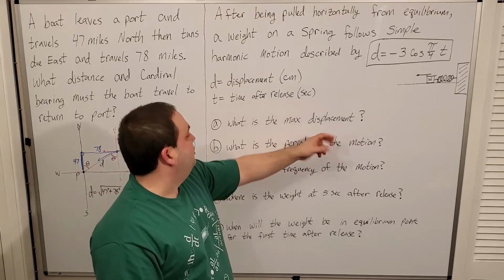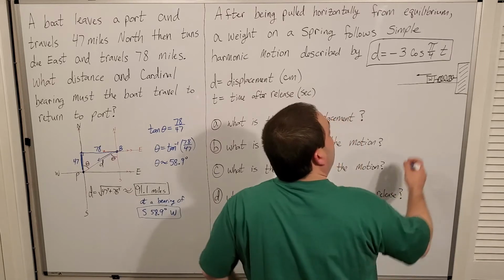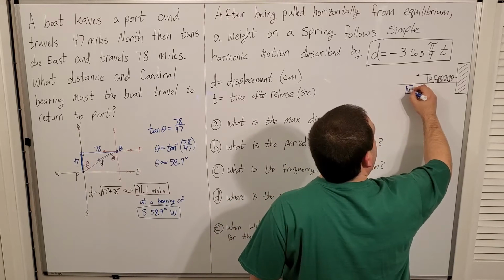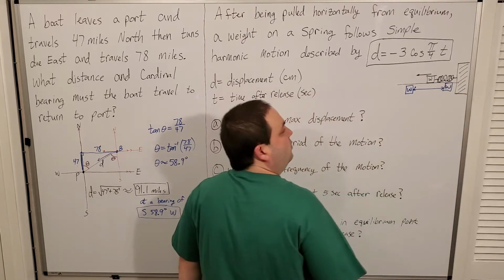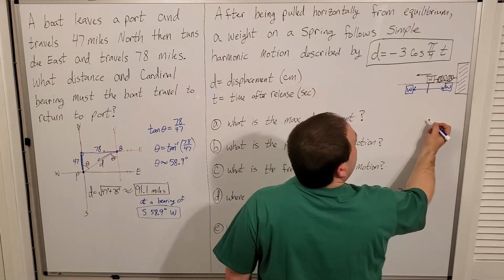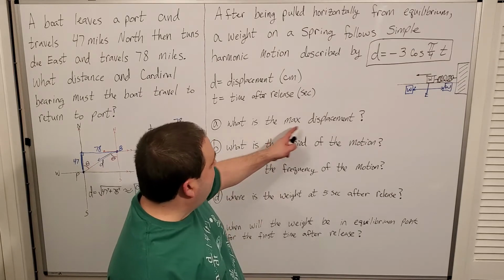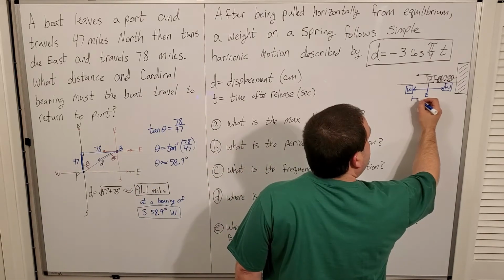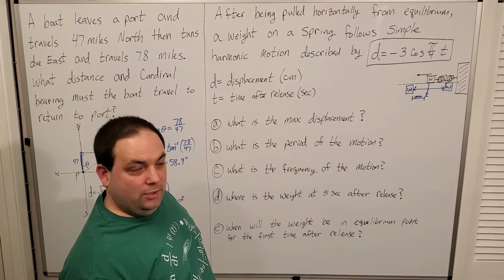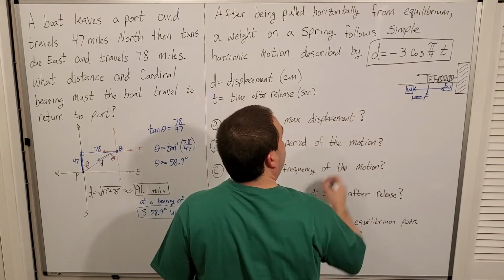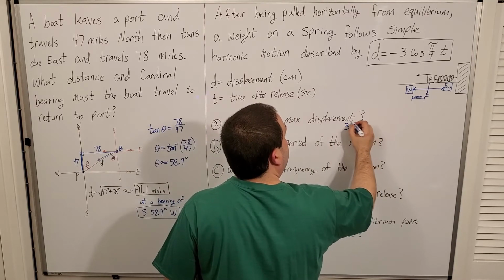And that's actually the first question. What is the maximum displacement? Okay, so remember, the weight is doing this. It's being stretched to here, and then it's bouncing back and forth between these two. And this original equilibrium is in the middle there. Well, the maximum displacement is going to be this distance here. In other words, the amplitude. That's 3. And of course, it's measured in centimeters. 3 centimeters.